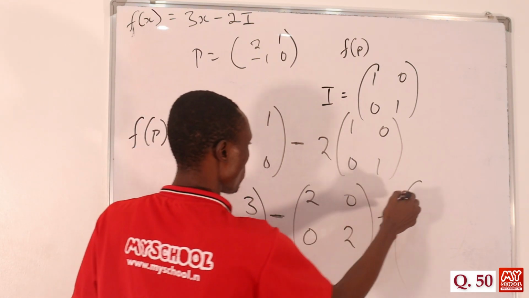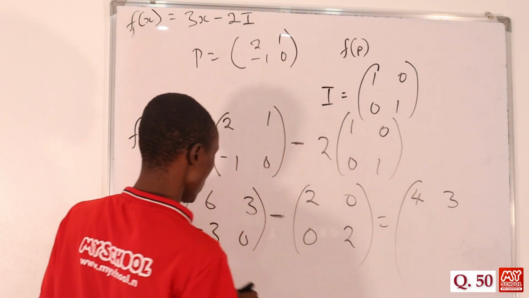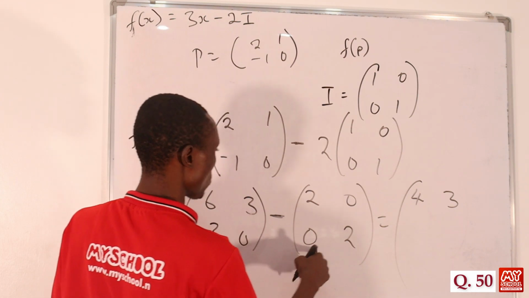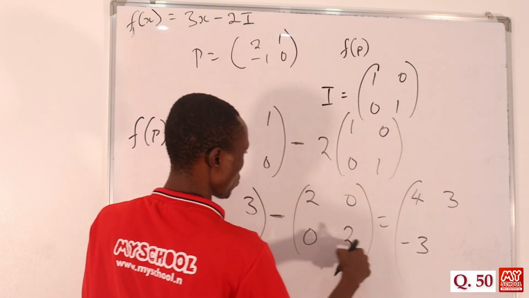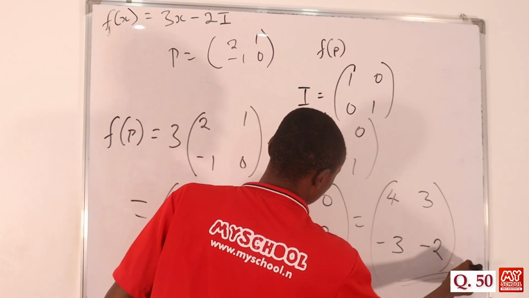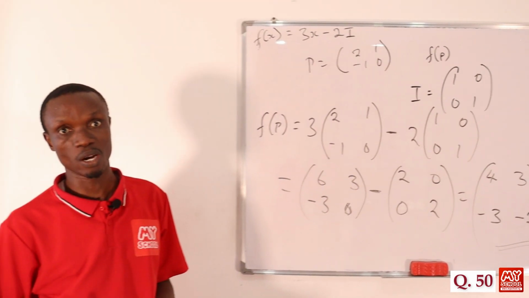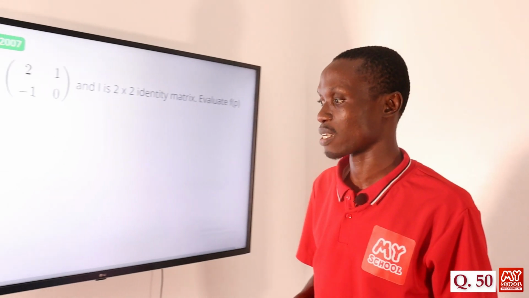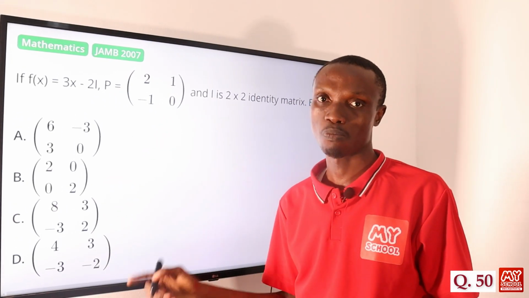6 minus 2, that will be 4. Then 3 minus 0, that will be 3. Then minus 3 minus 0, that will be minus 3. And 0 minus 2, that will be minus 2. Okay, so this is the resulting matrix. So let's move over to the board to pick the correct answer to this question, and that is option D, 4, 3, minus 3, minus 2.